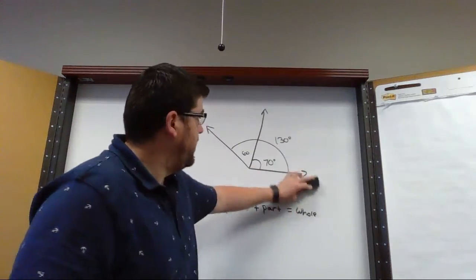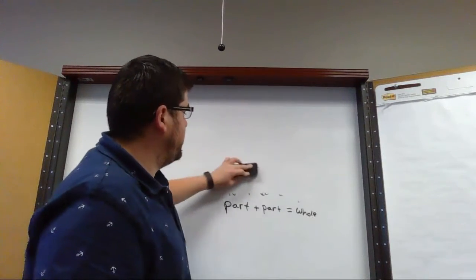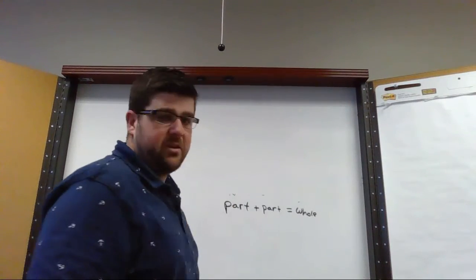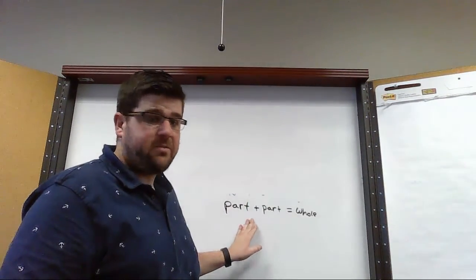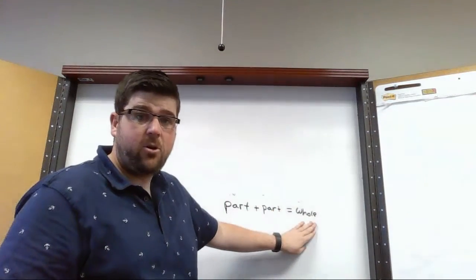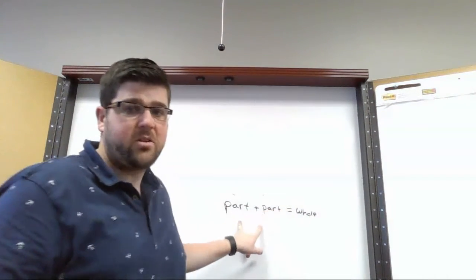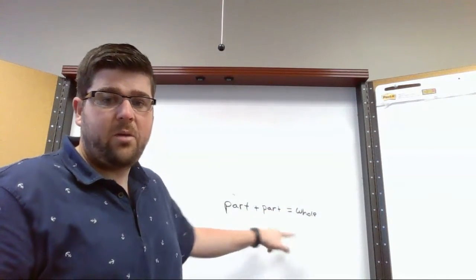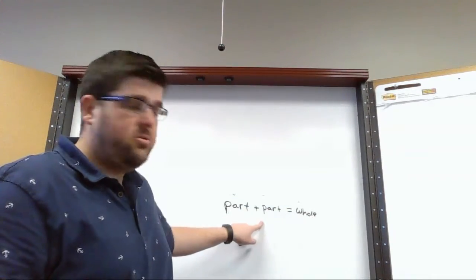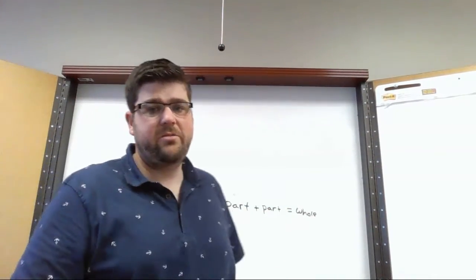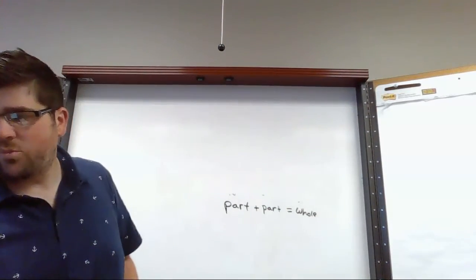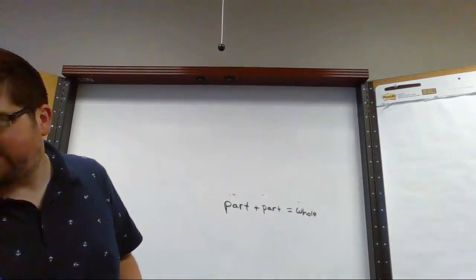So the trick for this one, the trick for this lesson today, is ask yourself, which angles, you just have to find which one are the whole. Are you looking for a whole? If you are, then add the two parts together. If you know a whole and a part, then you need to subtract the whole minus the part to find the other part. That's really all we're doing with today's math lesson.